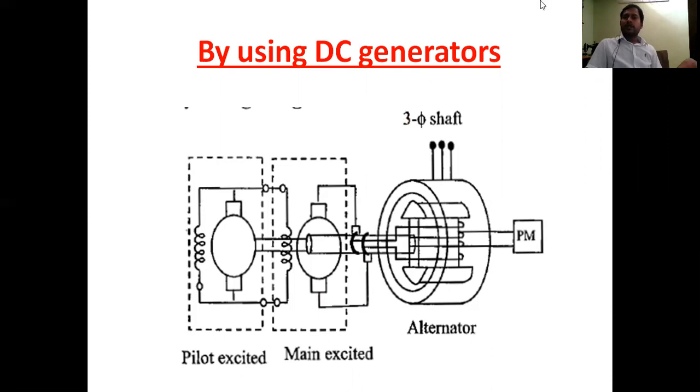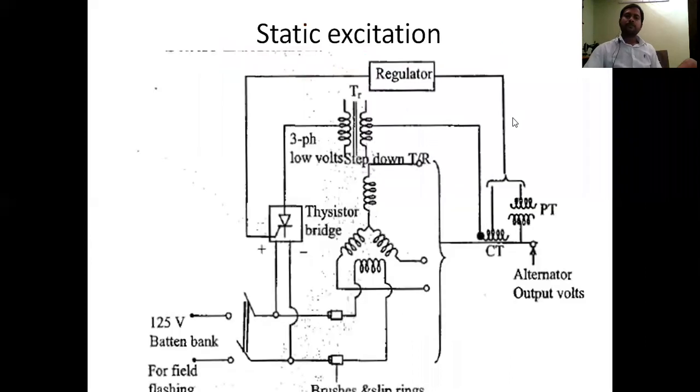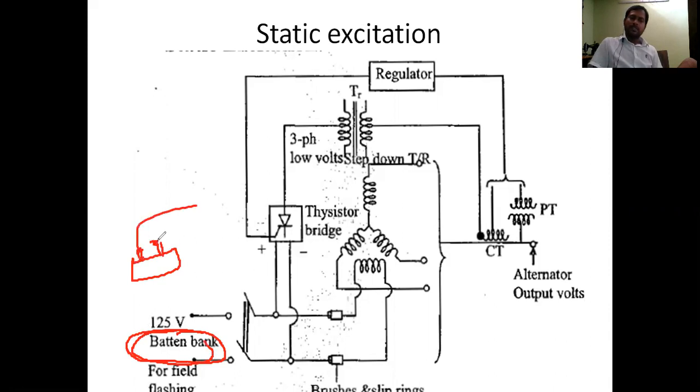So this is one type. Another type is static excitation. Look at this one. Initially, the alternator will not produce any electricity. So first, by using battery banks, DC batteries are available in the market, DC is connected to the alternator field. This is the field of the alternator.